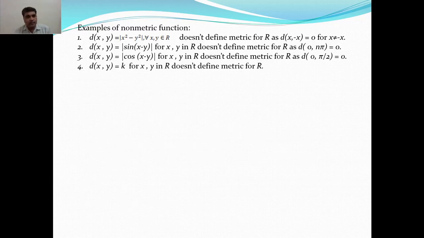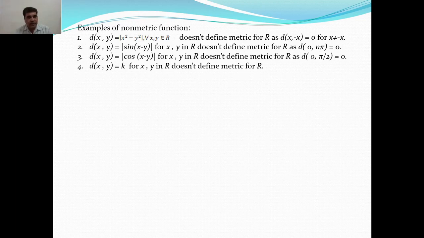Now there are some examples of non-metric functions also. What are those? If I now take d of xy equal to mod of x square minus y square for x not equal to y, this function is not a metric, because it doesn't satisfy at least one of the four axioms. Means if d of xy equal to 0 for x not equal to y, then it is also not a metric.